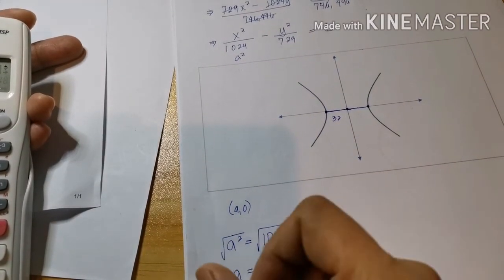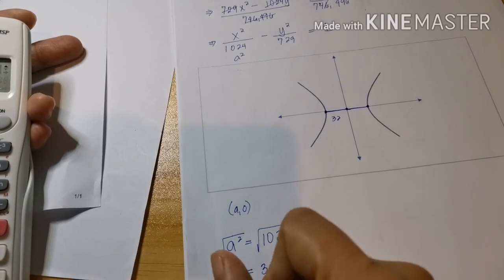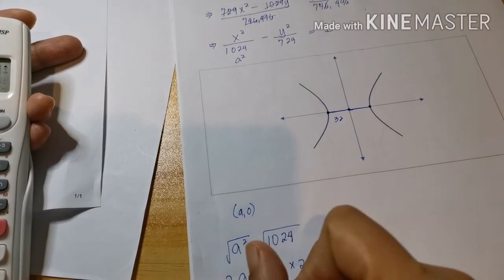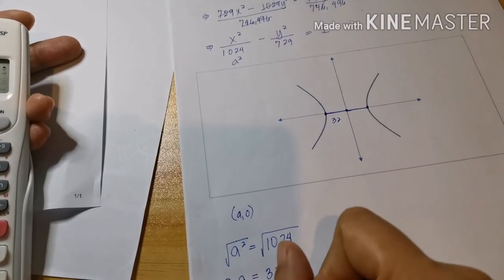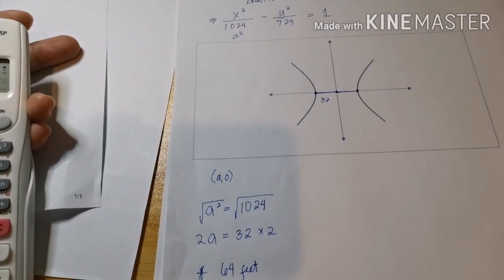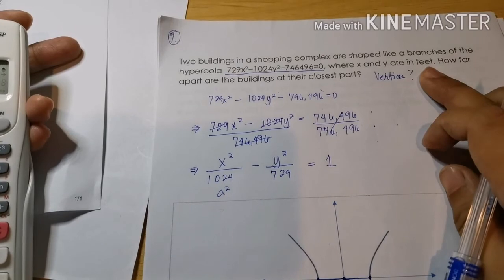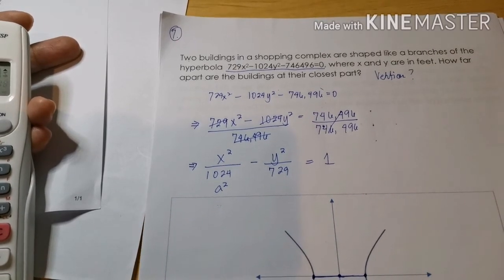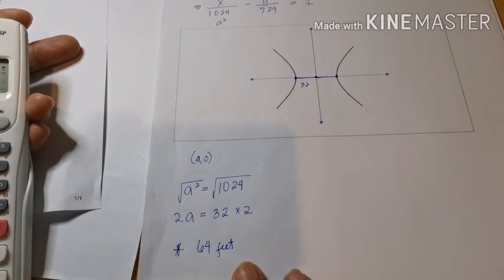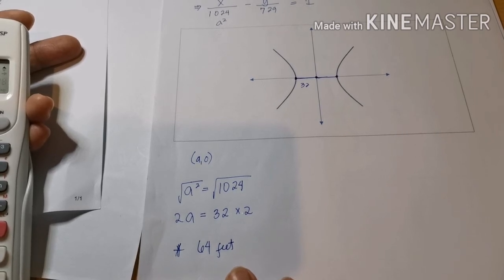So, the distance is, okay, ang answer natin ay 64 feet. Okay, feet ba? Wala siyang sinabi. Ay, in feet pala siya. Okay? Therefore, we can say that the buildings are 64 feet apart at their closest part.